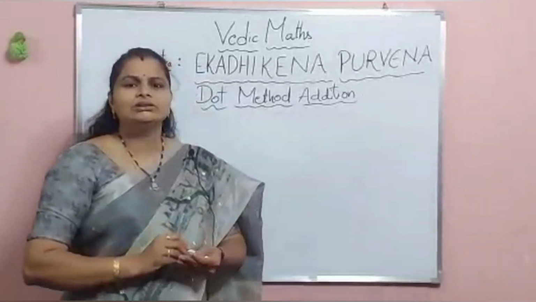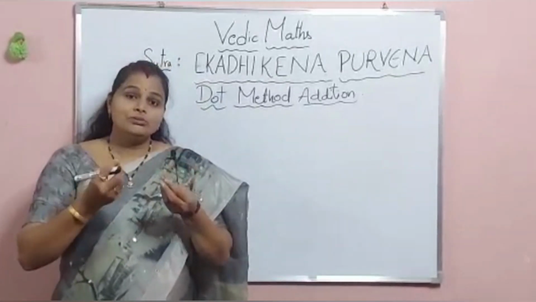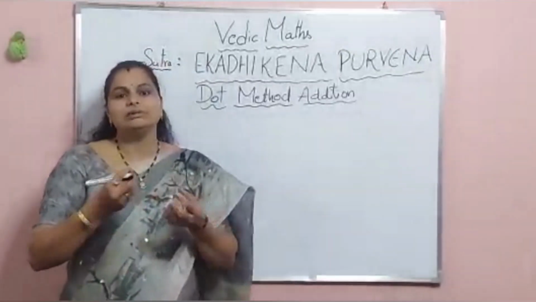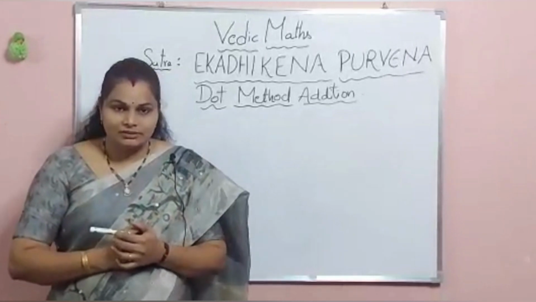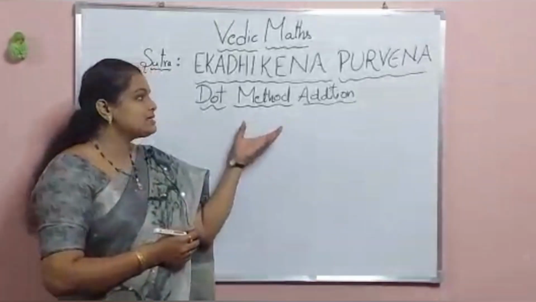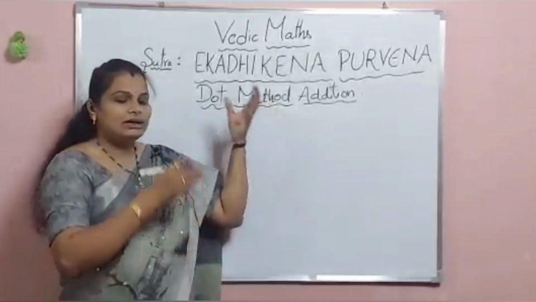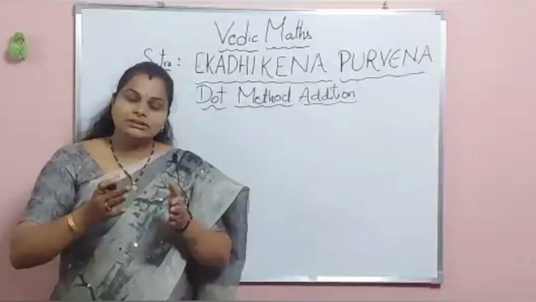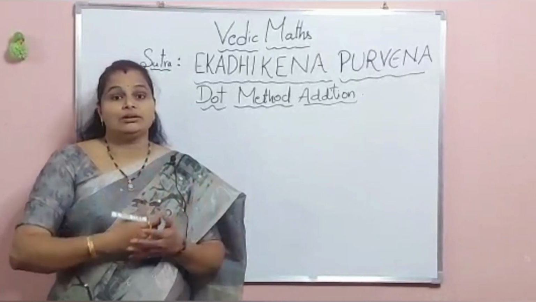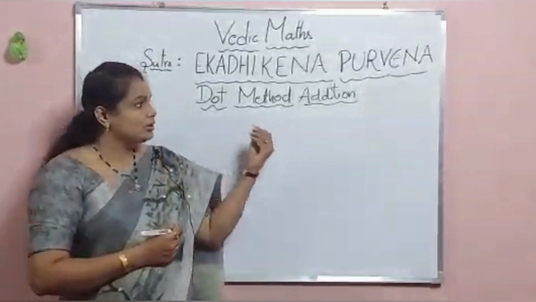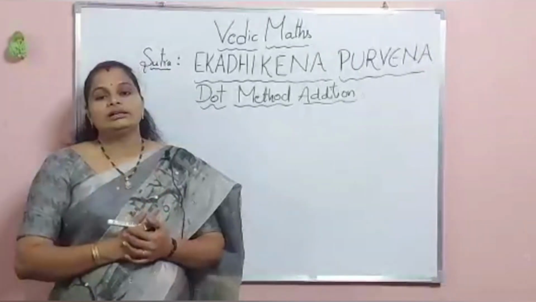Though additions are so easy, sometimes we may make silly and simple mistakes. To avoid such mistakes, this Vedic Sutra will help you a lot. We can solve any vertical sum with more than 10 to 15 numbers. So the rules and the procedure, all these things we'll discuss now.